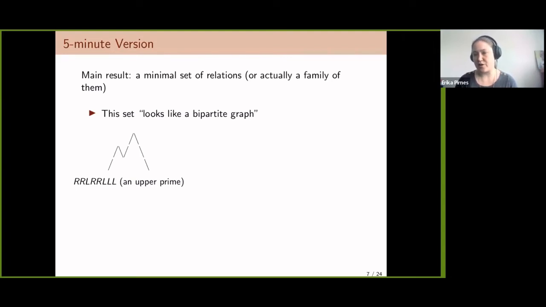First of all, I visualize these words because R means raise, L means lower. Every time there's a line going up, that's R. A line going down, that's L. A prime word is something where I start from some level, I do something, and then in the end I come back to the same level, but not before. Because if I come back to the same level earlier, I can write this word as a product of smaller words. So prime means I cannot write the word as a product of smaller balanced words. Upper just means we first do R. Lower means we first do L.